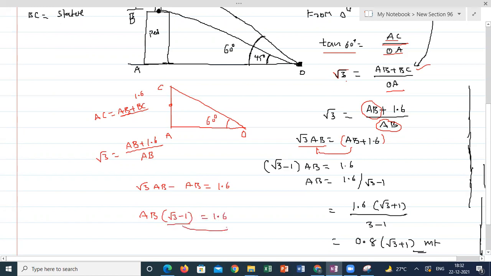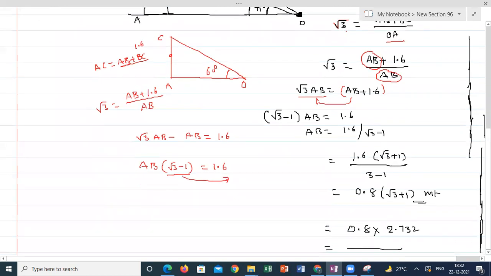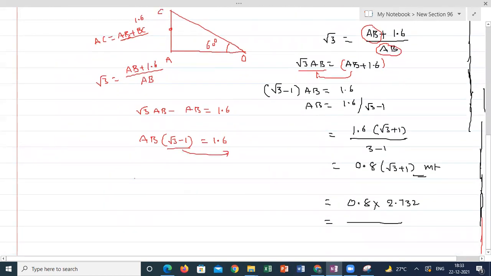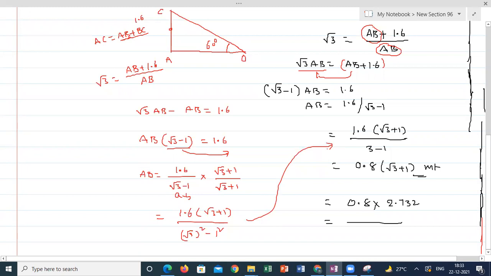Now I'm taking this root 3 minus 1 to this side. Root 3 minus 1 is multiplying with AB, so with the help of inverse transformation, AB is equal to 1.6 by root 3 minus 1. I am rationalizing. Rationalizing means multiplying by root 3 plus 1 over root 3 plus 1. So the numerator will become 1.6 into root 3 plus 1. The denominator is looking like (A minus B)(A plus B), root 3 whole square minus 1 square. After that, it is general deduction, only the final answer. Hope you are clear what I am saying.